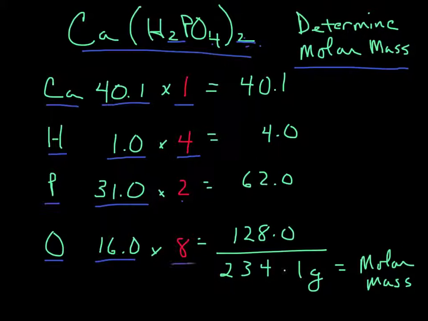I do the math, and I come up with 40.1 grams of calcium, 4.0 grams of hydrogen, 62.0 grams of phosphorus, and 128.0 grams of oxygen. We add this all together, and I get 234.1 grams is the molar mass of calcium dihydrogen phosphate.